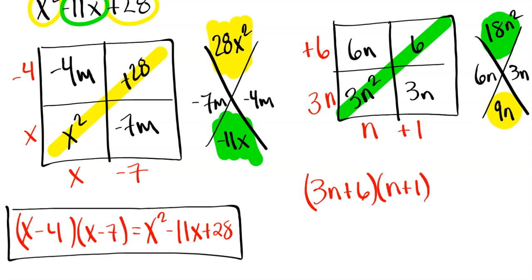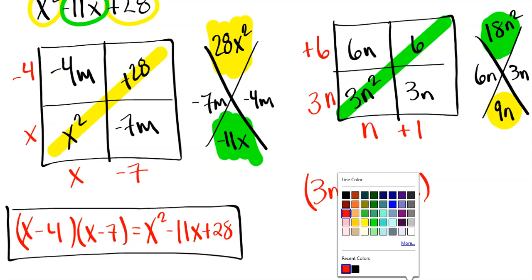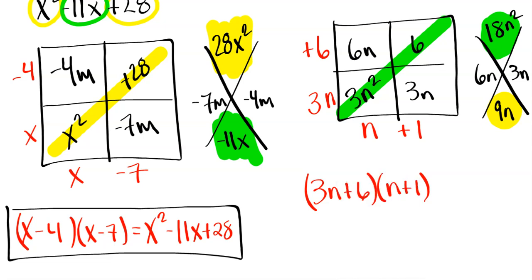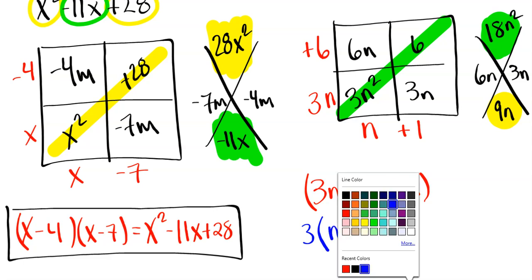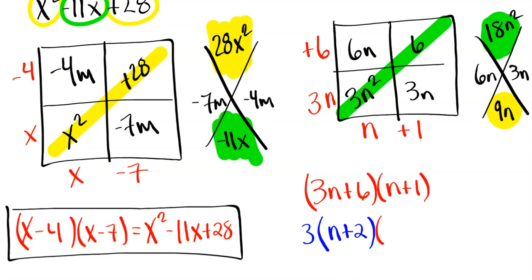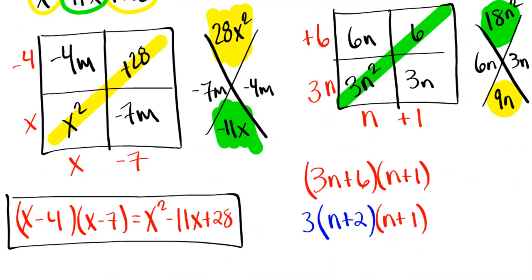And we've learned that in the last lesson we could actually take a 3 out of this. So let's take that one step further. And we can then go 3. And so that would be 2n plus 2. No, that would be 1n plus 2 because 3 times 1. So that's an n plus 2 times that n plus 1. And there we go, and now we are completely factored. And that's what we're going to be talking about today.